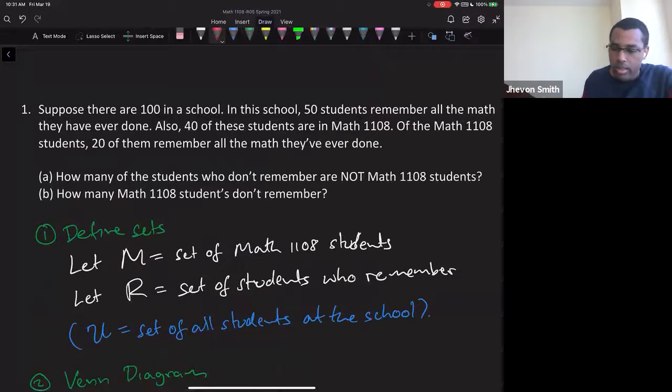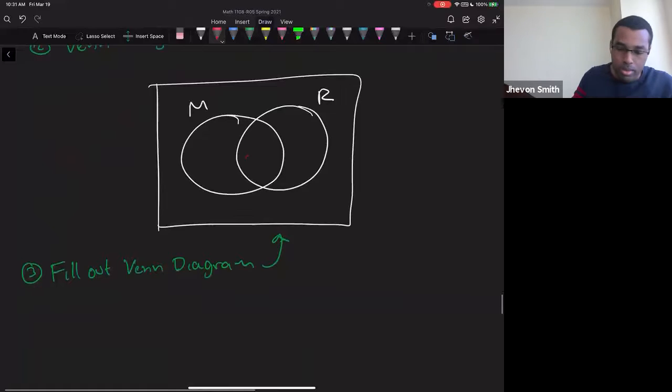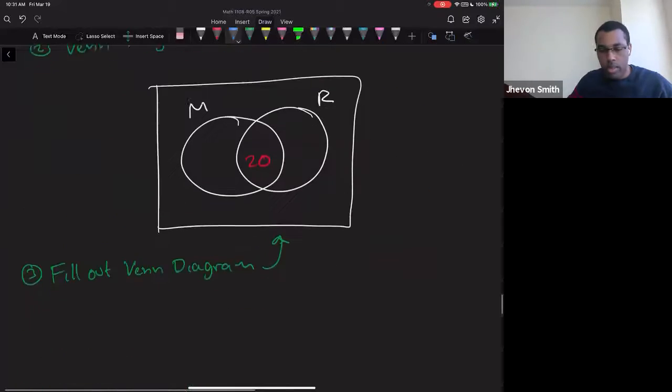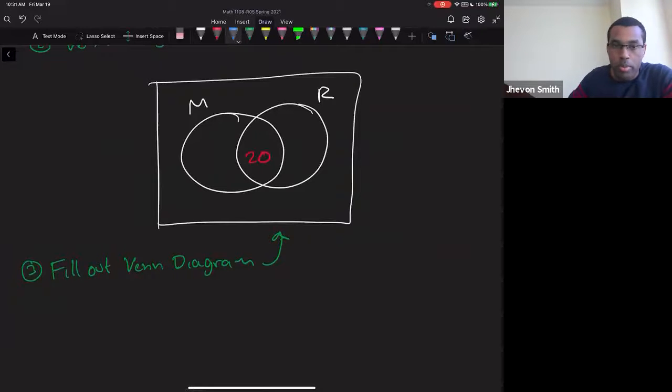So I go and I read. And again, there's a certain order I want to fill things out in, looking for the place with the most overlap. Notice here, of the Math 1108 students, 20 of them remember all the math they've ever done. That's an overlap between Math 1108 and the students who remember. Which is the most overlap? 20 would go here. First thing I fill in. Now let's find the other part. 40 of the students at the school are Math 1108, which means in the M circle, there are 40 people, which means over here, I should have 40 minus that 20 that I already accounted for. So over here, I also have 20.